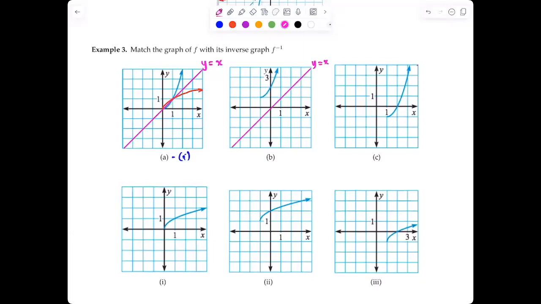This is the line y equal to x. So what is B corresponding to? It's actually 3. Okay, like that. So B is 3 and C is 2.